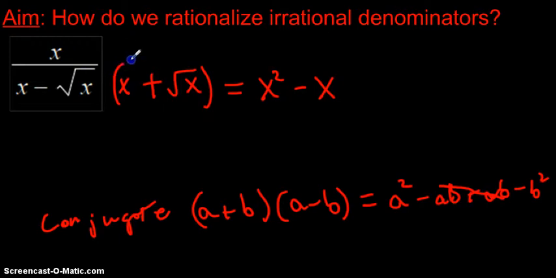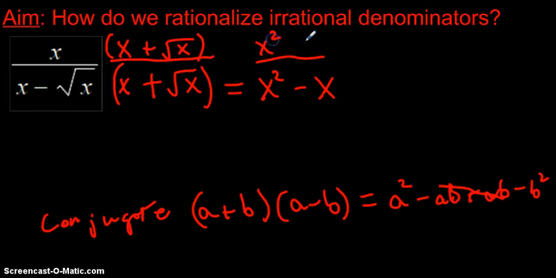Alright, now just like before, whatever we do to the denominator, we must do to the numerator. We won't have a radical in our denominator, but we will have made our numerator a bit more complex. So that's x squared plus x radical x. Okay.